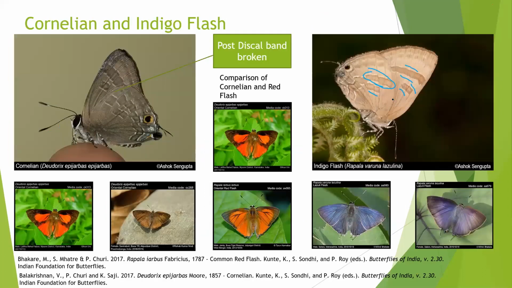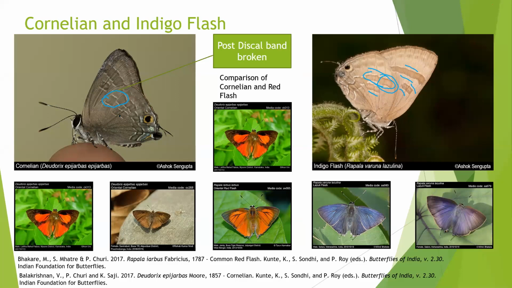So this is about indigo flash, but how is it different from cornelian? As you can see in the hind wing, the post-discal band of cornelian is broken. Here you can see it is broken, whereas in an indigo flash it is a straight line. The band is straight. There is no breakage in the band, whereas in a cornelian, it is broken. That's how it is easy for you to distinguish between a cornelian and an indigo flash.